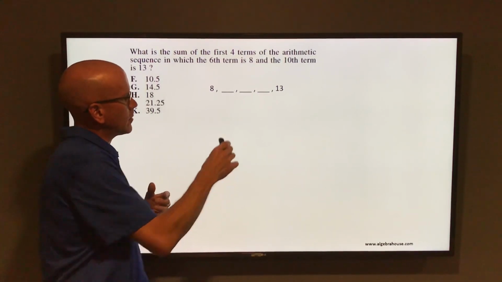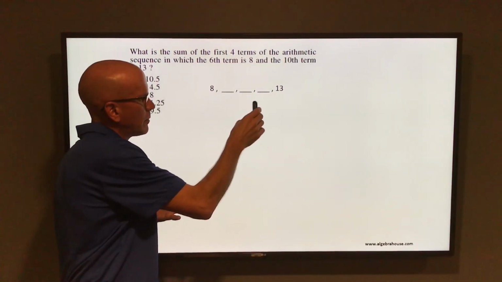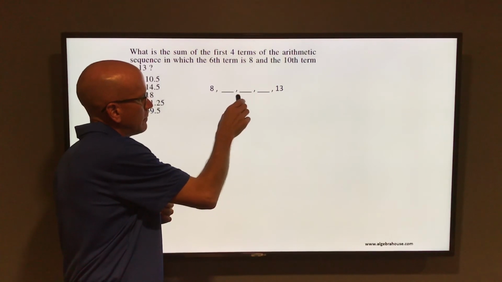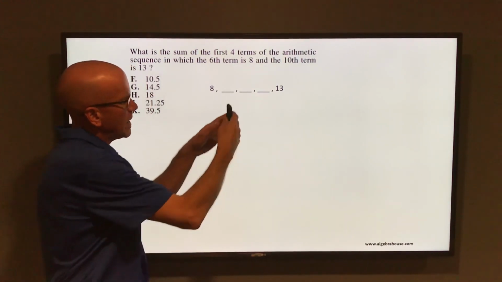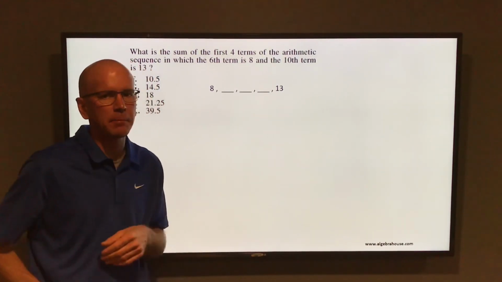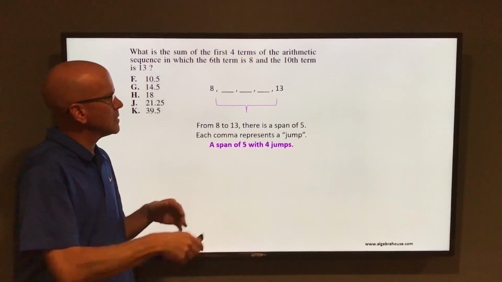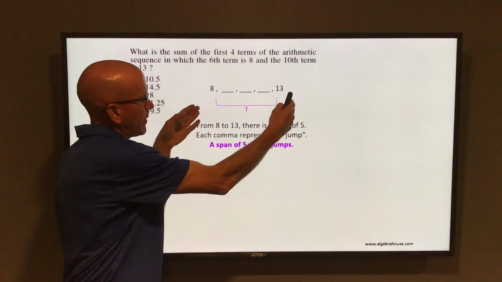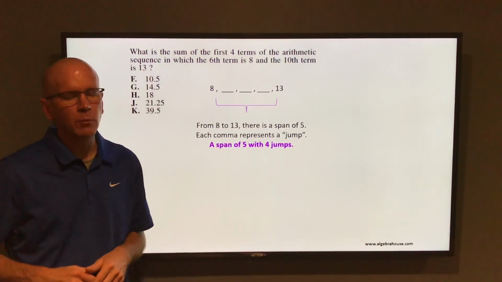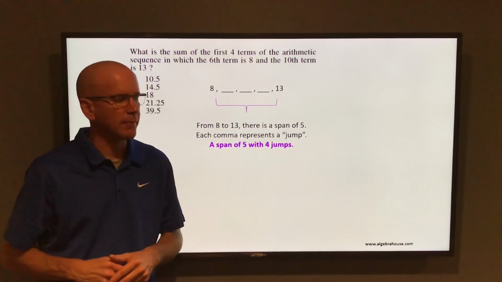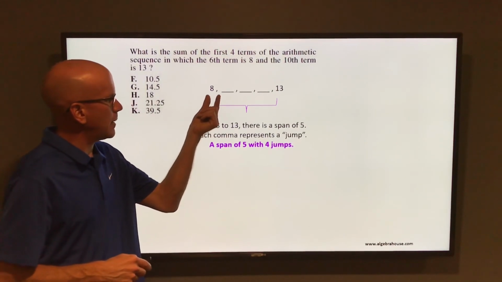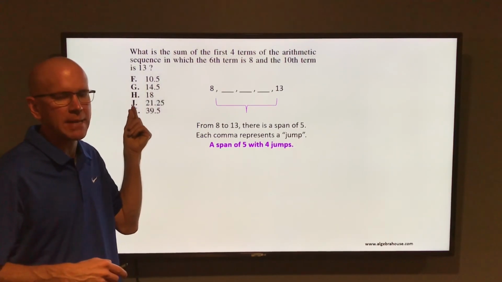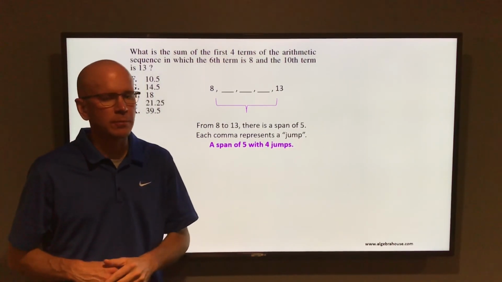And you're making what I call jumps. When you jump from number to number, you're making 4 jumps. So that span of 5 is made up of 4 jumps. So each comma represents a jump. So if you take that span of 5 and you divide it by those 4 jumps, that will give you that common difference that we're looking for. Once we get that common difference, then we can work backwards from 8 to get those first 4 terms.